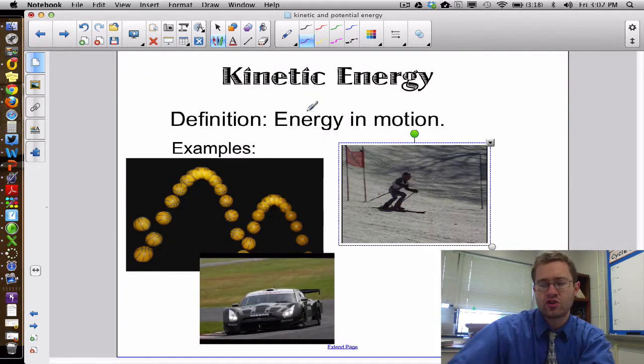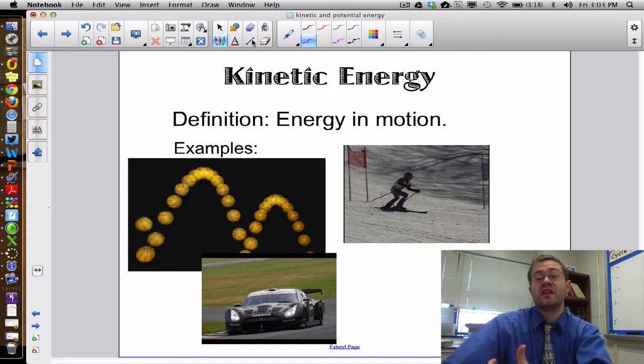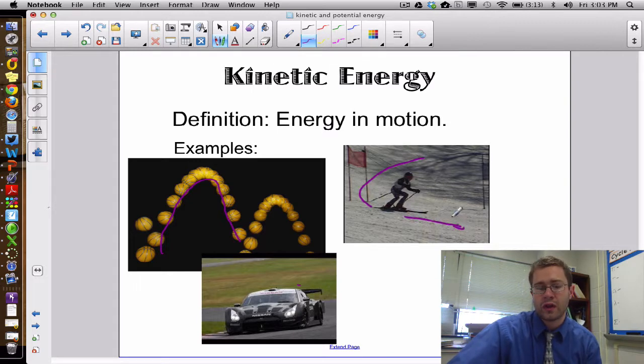Kinetic energy, simply put, if you were doing kinesthetics, let's say in gym class, is basically movement. So kinetic energy is just energy in motion. For example, I'm looking at this basketball here. It's bouncing up and down. We also have cars that are moving. And as I go down the hill on skis, I'm also showing movement. So energy in motion is kinetic energy.